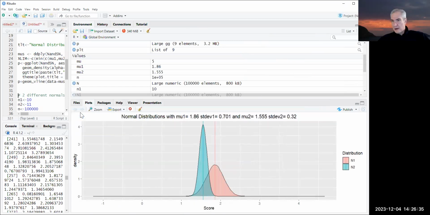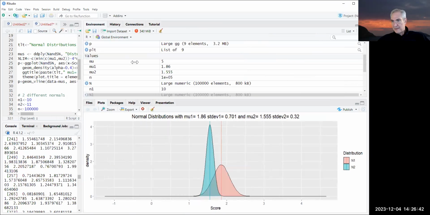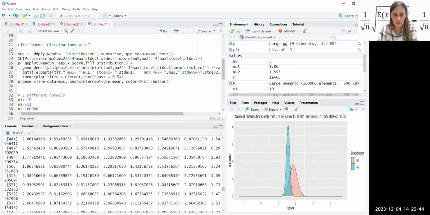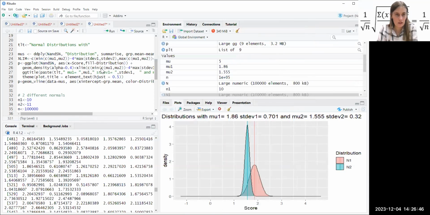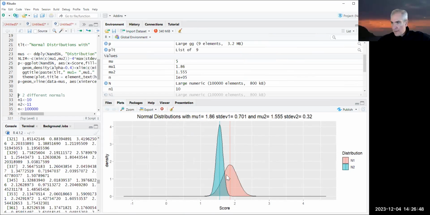So what I've done here, have I done this correctly? I hope I've done this correctly. Oh. I was expecting these to be a little bit bigger here.